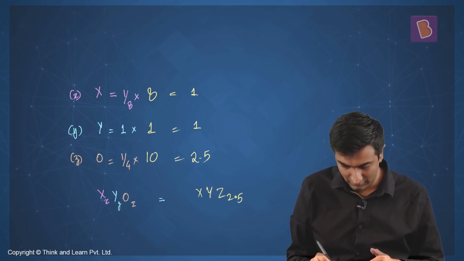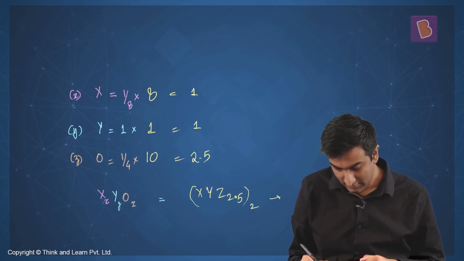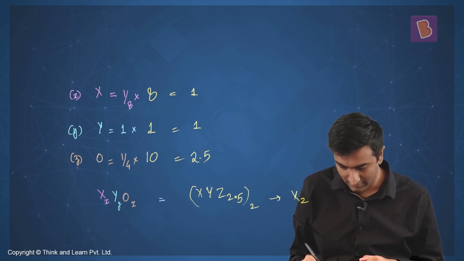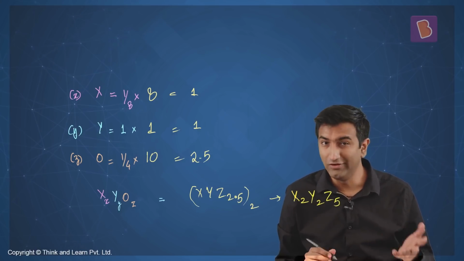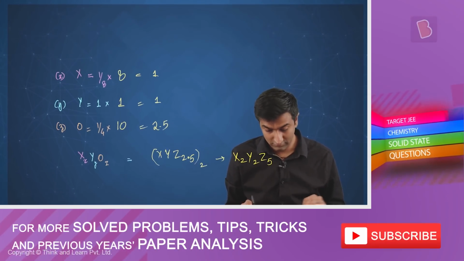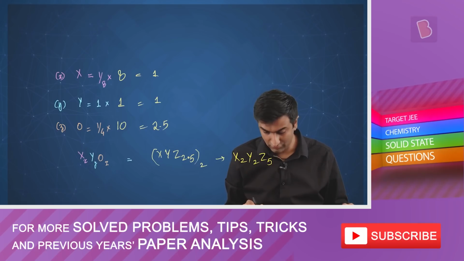So you multiply the whole thing with 2. That's my way of writing it. So this becomes X2, Y2, Z5. That's the only trick in this question. Do this carefully. Yeah, that's it. Need to make sure you get full things here.